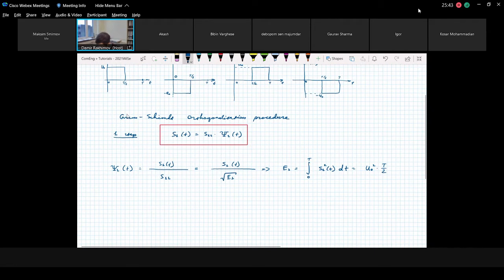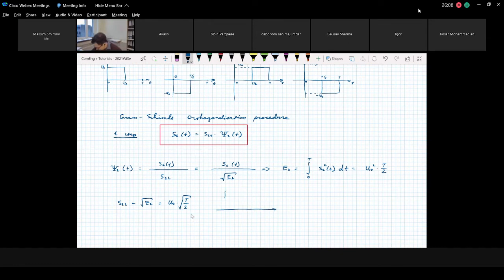So then we find the scalar S11 as the square root of the energy, and it will be equal to u0 times the square root of T over 2. And normalizing our first signal by this constant, we can show what will be the first basis function.